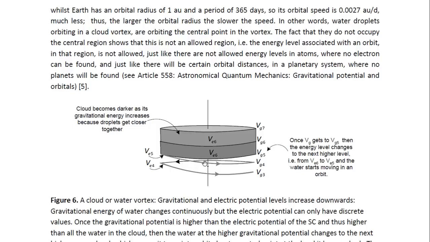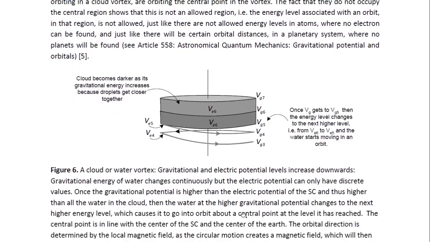And as it moves down, it is still increasing in gravitational energy. It's still absorbing gravitational energy from the atmosphere. And then it gets to the point where it's VG4. Again, it's got to jump to another electric potential level. So it keeps on going into the next orbit and the next and the next until it reaches the surface, where it would then connect with the water that is at the surface.